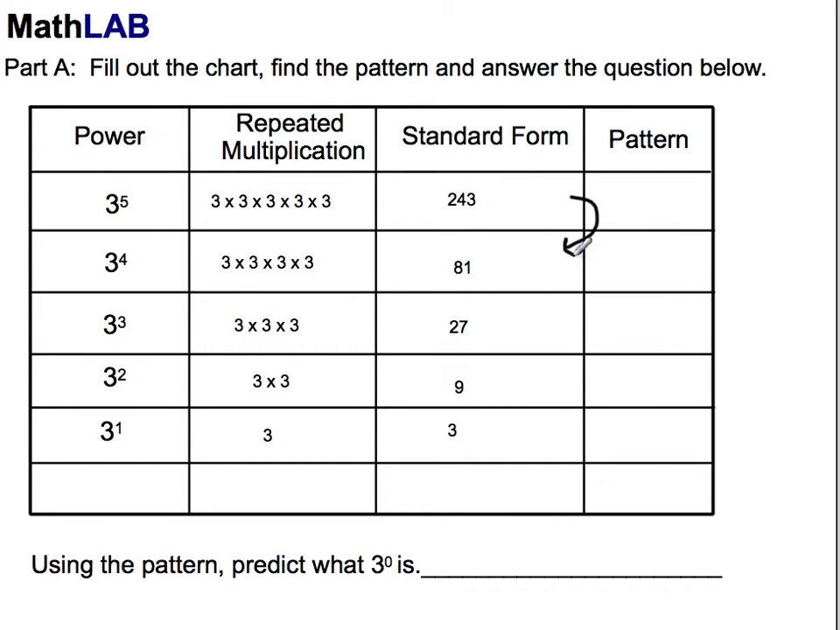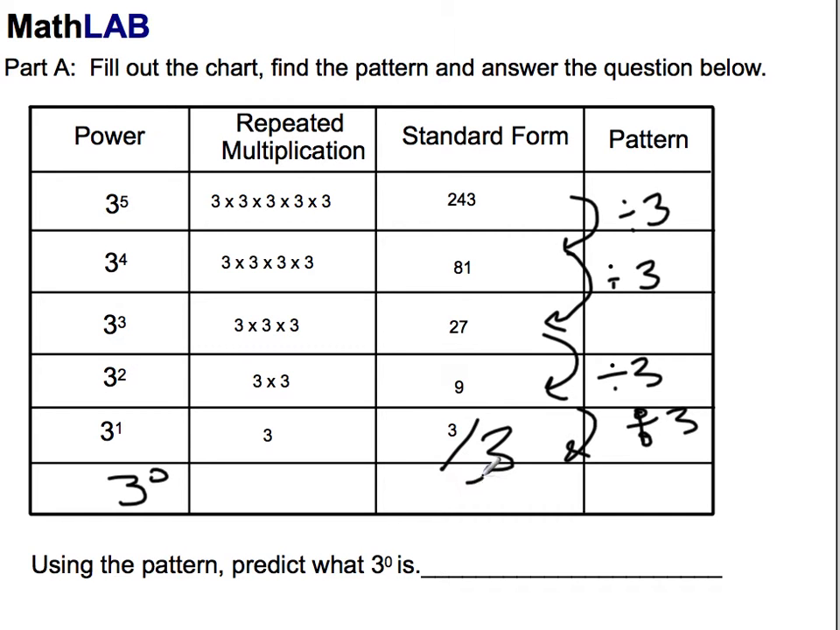So let's take a look. How did I get from 243 to 81? Well, I divided by 3. Is that the same pattern for this one? Yeah, I divided by 3. 81 divided by 3 is 27. And it does work for the remaining. So really all I'm doing is dividing by 3. So if I wanted to find 3 to the power of 0, which is my next one, I would go 3 divided by 3 to get 1. So using the pattern, we can predict that 3 to the power of 0 is equal to 1. You can do this on your calculator, but I just wanted to show you how the pattern worked.